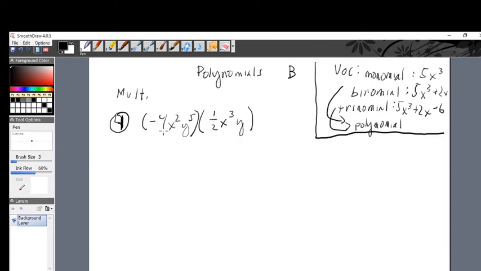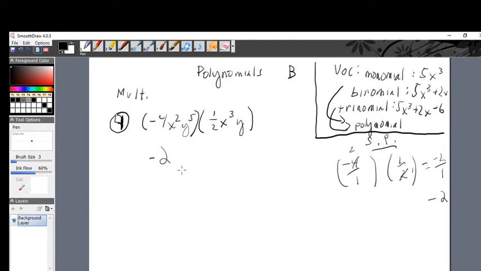So do the numbers times the numbers. Minus 4 times 1/2 is going to be 1/2 of minus 4, which is negative 2. If you want to really see that formally, let me show you on scrap paper. Minus 4 over 1 times 1 over 2. 2 goes into 4 twice. No remainder. Minus 2 times 1 is minus 2. 1 times 1 is 1. Minus 2 over 1 is minus 2. So minus 4 times 1/2 is minus 2.